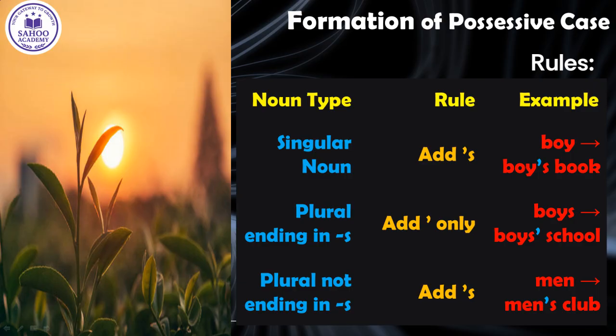Okay. So remember, apostrophe s for singular nouns, apostrophe only for regular plurals ending in s, and apostrophe s again for irregular plurals. This is how we form the possessive case, which always answers the question which. Clear? Now let's go to the next slide.